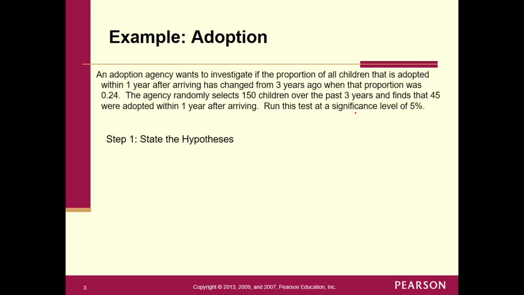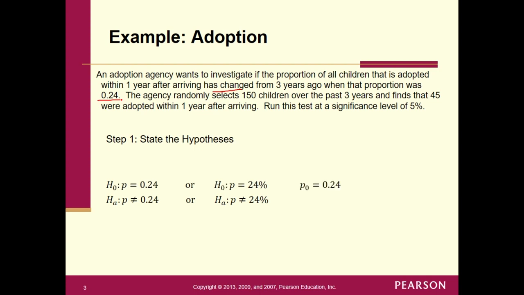There's our background information. Let's run through our 5 steps. So step number 1, state the hypotheses. What are we going to probably start with? The alternative. So we're going to test if the proportion from a certain population has changed from when it was 0.24. So what does that sound like? That sounds like P should be not equal to 0.24 then.